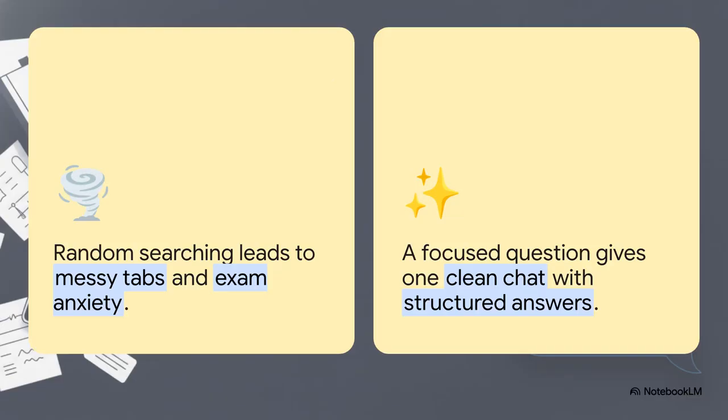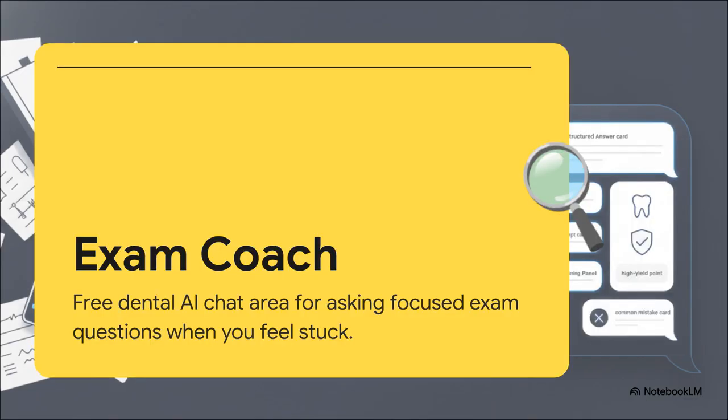Now, this contrast perfectly illustrates that exact shift. On one side, you have random searching. We're talking messy tabs and the exam anxiety that comes from trying to piece together a puzzle when you're missing half the pieces. But on the other side, you have a focused question leading to one clean chat and structured answers. It's moving from a frantic, high-friction environment to a calm, high-trust study space. This is how you stop wasting your limited cognitive energy on searching and start spending it entirely on learning and actually retaining the information.